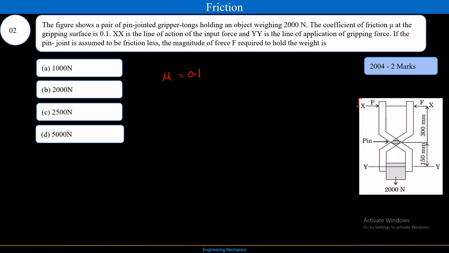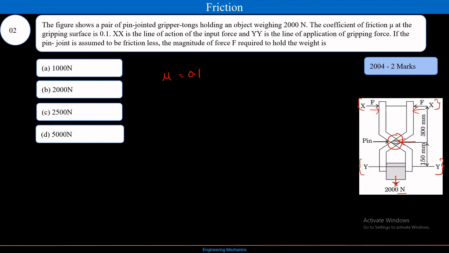Here it is the line of input force. Y is the line of the gripping force. If the pin joint is assumed to be frictionless, the magnitude of force required to hold the weight is, there is a weight of 2000 Newton. It is very simple, like a gripper. My hand, this is my one hand, and this is another hand. If I apply some pressure, I can hold an object.